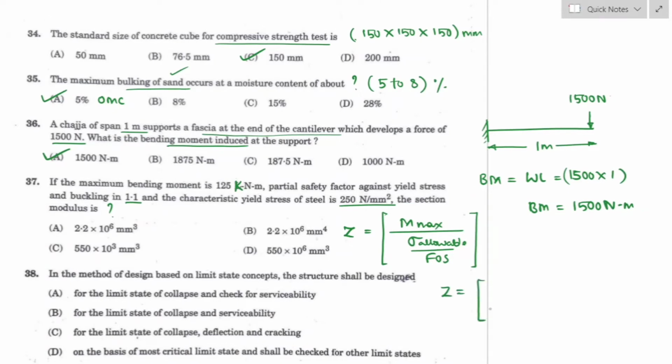So maximum bending moment is given as 125 kN-m, so 125 into 10 to the power of 6. Allowable yield stress is given as 250 Newton per mm square. Factor of safety is 1.1. On calculating this, the section modulus will be 550 into 10 to the power of 3 mm cube. So option C is the right answer.